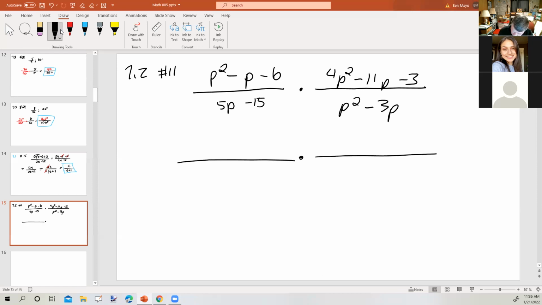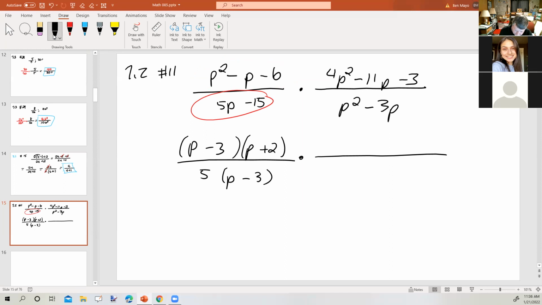So the first thing I need to do is factor everything. So this first trinomial in the left numerator, we're going to have a p and a p and a minus 3 and a plus 2. That would give us minus 6 at the end and minus p in the middle. So now we've done that one. Let's take a look at this one. We can factor out a 5 and have p minus 3.